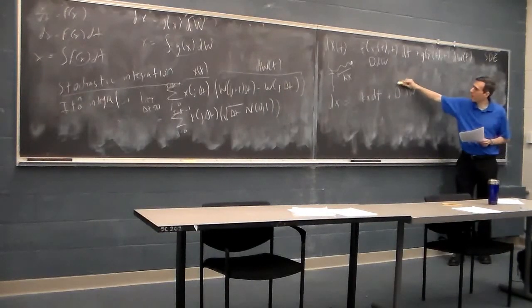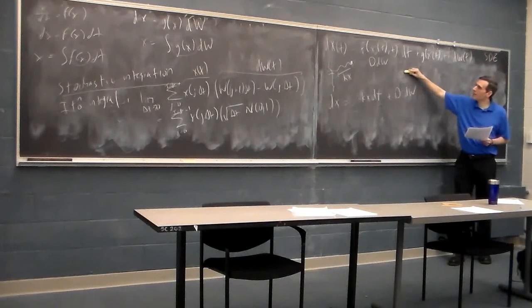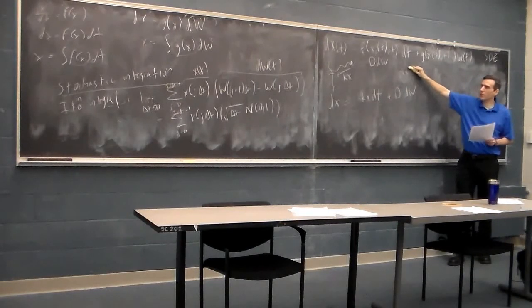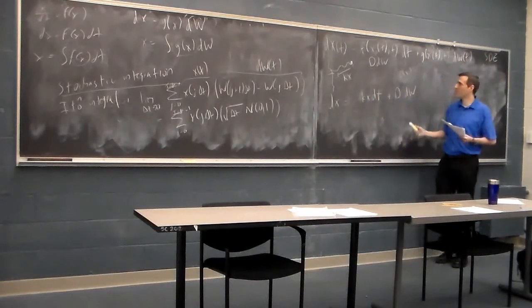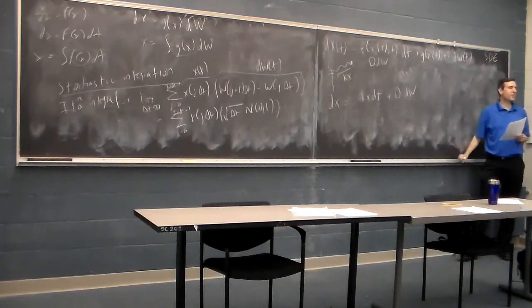And this could itself be a function. This could be a D that maybe varies as a function of x, so maybe there's a stronger Brownian force when it's farther from the cell. But let's just say for the moment it's a constant D. So is this statement clear to everyone?